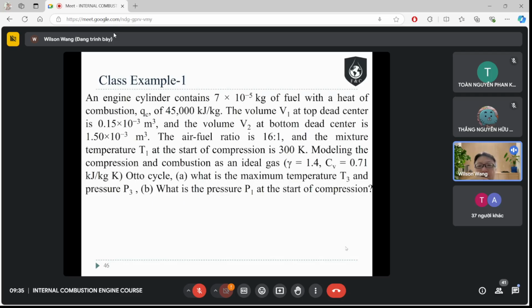So they already give you the individual volumes V1 and V2 and QH as well. Air fuel ratio is 16.1, and mixture temperature T1 at the start of the compression is 300 Kelvin. Modeling the compression and combustion as the ideal gas Otto cycle. What is the maximum temperature T3 and P3, and what is the pressure P1 at the start of compression?